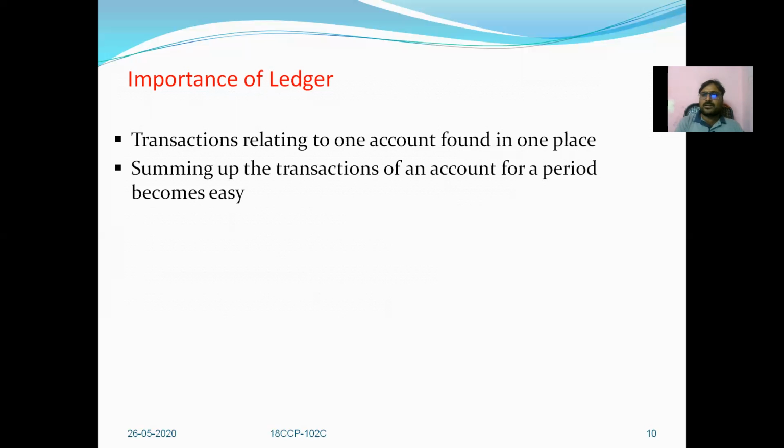So you will get the answer from it, right? Next, summing up the transactions of an account for the period becomes easy. Each and every journal entry is posted into the ledgers, then in the end of the year you will get the answer: what is the sum, the entire summary of the particular transactions, the summary of the accounts. Each and every account summary will be there, so you will get all the summaries of the accounts. Summing of all transactions of an account: each and every account's transactions, meaning the summary of the accounts, will be obtained at the end of the period easily.